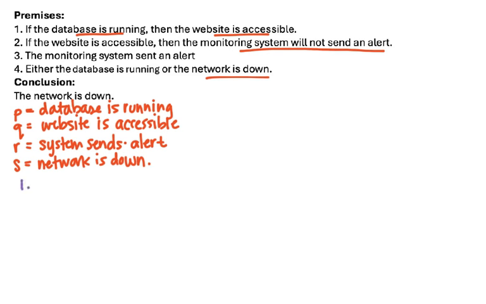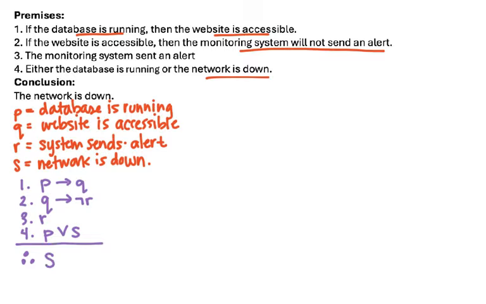Okay, so now we need to translate these 4 premises and a conclusion. Let's see what the premises say. If the database is running, so that's P, then the website is accessible. P implies Q. If the website is accessible, so Q implies the monitoring system will not send an alert, so that's not R. The monitoring system does send an alert, so that's R. And then we have either the database is running or the network is down, so that's P or S. And then we conclude S.